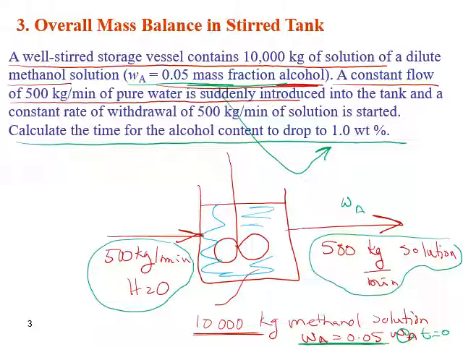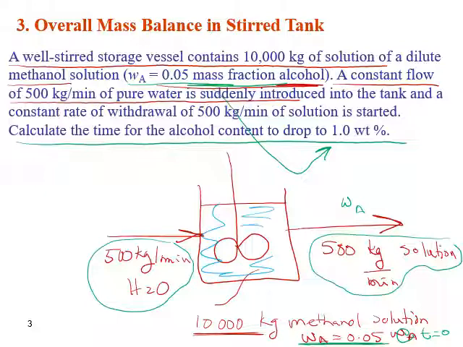So this is a dilution process. There was methanol solution in the tank at the beginning. It is well mixed, then there is this agitator or mixer. Then I am inputting here, as you can see, 500 kilograms per minute of water. I am diluting it, and I am withdrawing the solution, and the concentration of the solution is going to change with time.